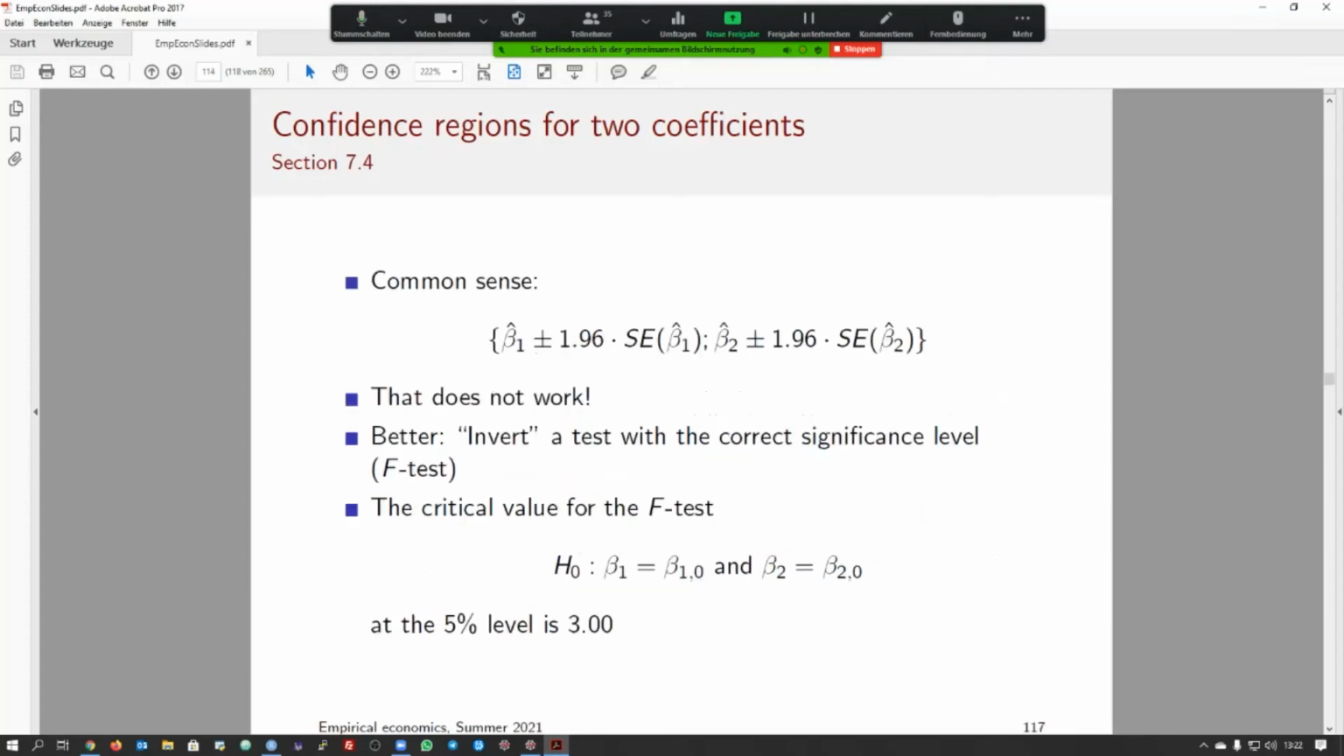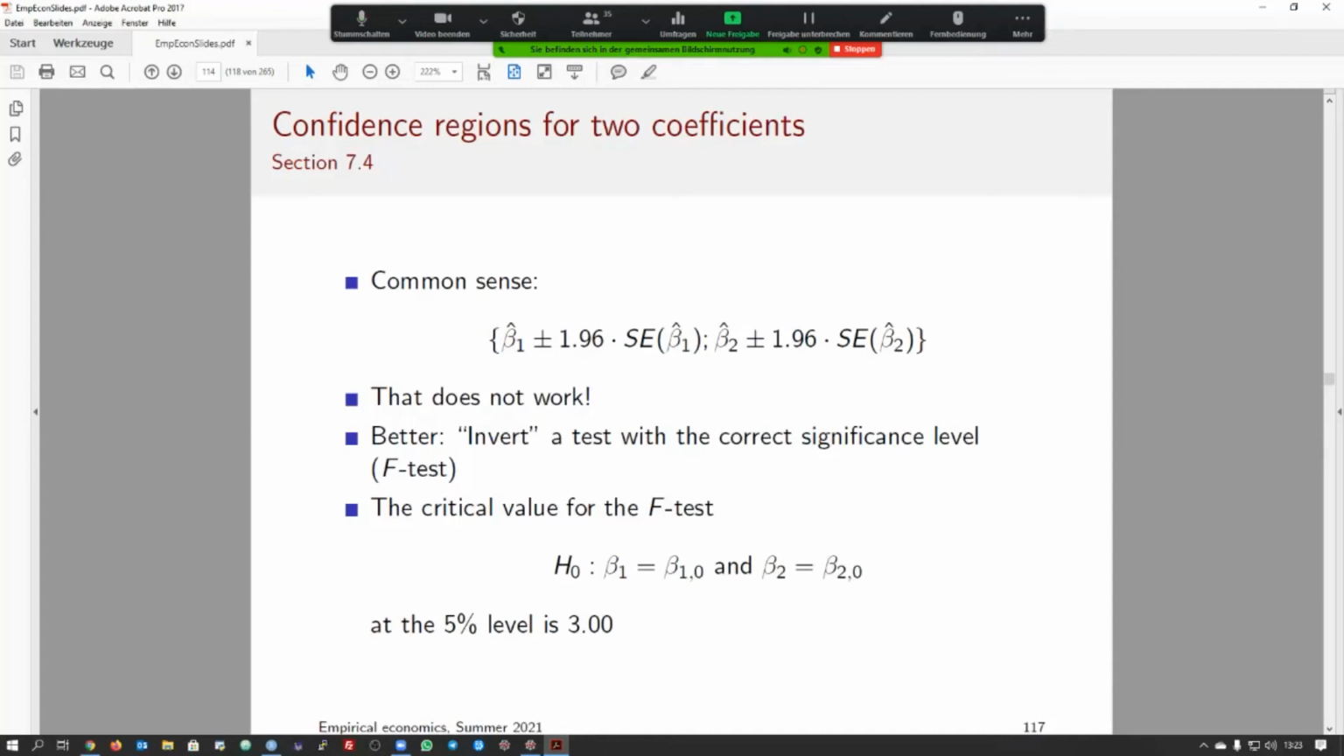Common sense might be to just compute a confidence interval in beta 1 direction on the x-axis and a confidence interval in the beta 2 direction on the y-axis, and then we would get a nice rectangular confidence box, and all the values inside the confidence box are the values we cannot reject with a joint null hypothesis, and all the values outside that box would be the ones that we could reject. But as it doesn't work to do individual t-tests to test a joint hypothesis, this individual confidence interval construction also doesn't work when we want to set up a joint confidence interval or a confidence region.